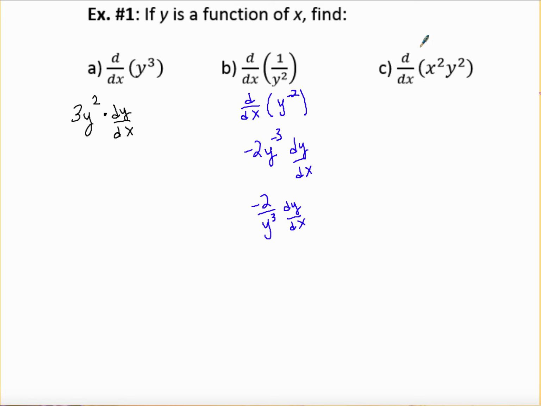And last one here. Ooh, this is the product rule. I love that. So we're going to take the derivative of this product. So here's our first factor and our second factor, right? To do the product rule, it's 1 d2 plus 2 d1, the product rule. It's so much fun. So 1 d2. So we're going to take the derivative of y squared, which is 2y dy/dx.